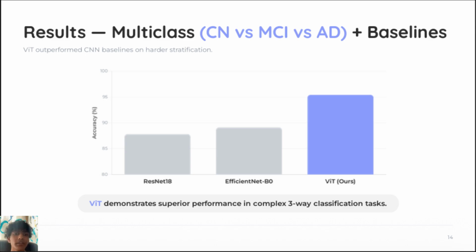There are definitely still limitations. The model needs more external validation across scanners, sites, and patient populations. Future work should test it in more clinical settings and compare performance across different MRI protocols. Overall, this project shows that vision transformers can provide a more sensitive and interpretable approach for Alzheimer's MRI classification than traditional CNN based models can.